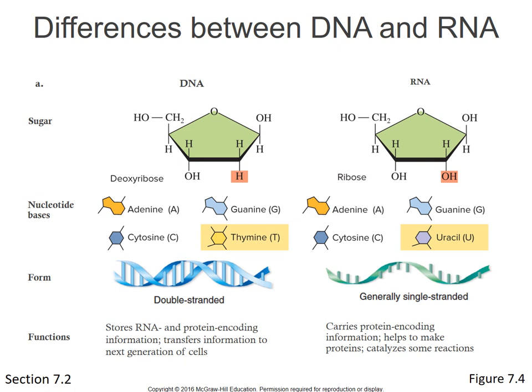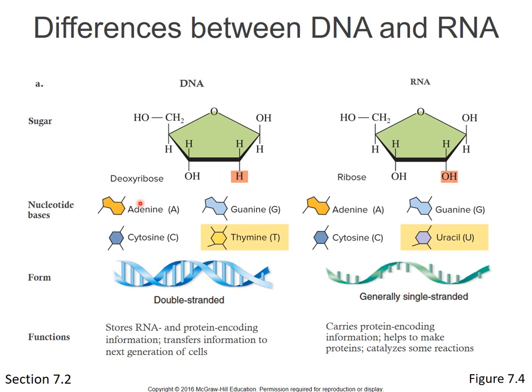So now we'll take a closer look at some of these similarities and differences. As you can see, on the left-hand side are the examples of DNA. On the right-hand side are examples of RNA. And so they're side by side, so we can actually compare and contrast. The first thing that we're going to look at is the lack of oxygen on the deoxyribose found in DNA, whereas that oxygen is present on the ribose sugar in RNA molecules.